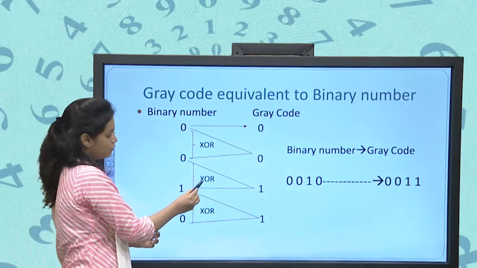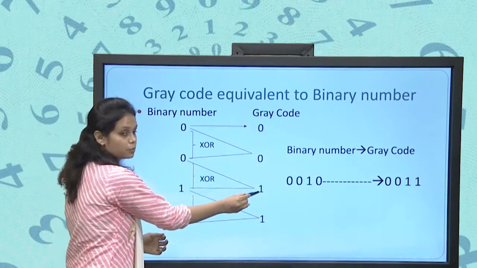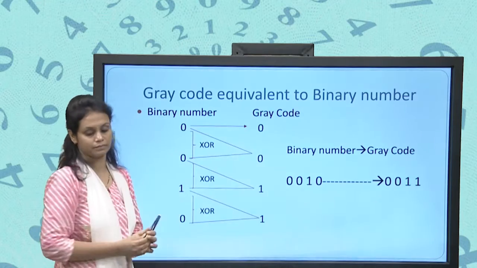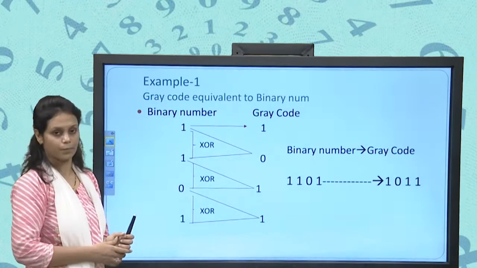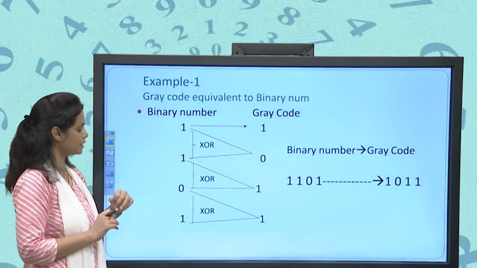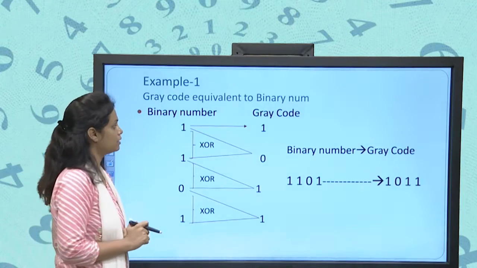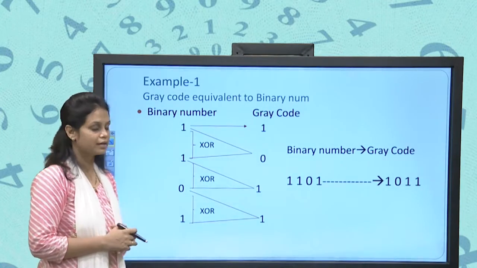Again 0 1. We will apply the Xor operation. The output is 1. Again 1 0. We will apply Xor. The output is 1. Fine. We will see some more examples. Our binary number is 1101, and we want to convert this into the gray code.